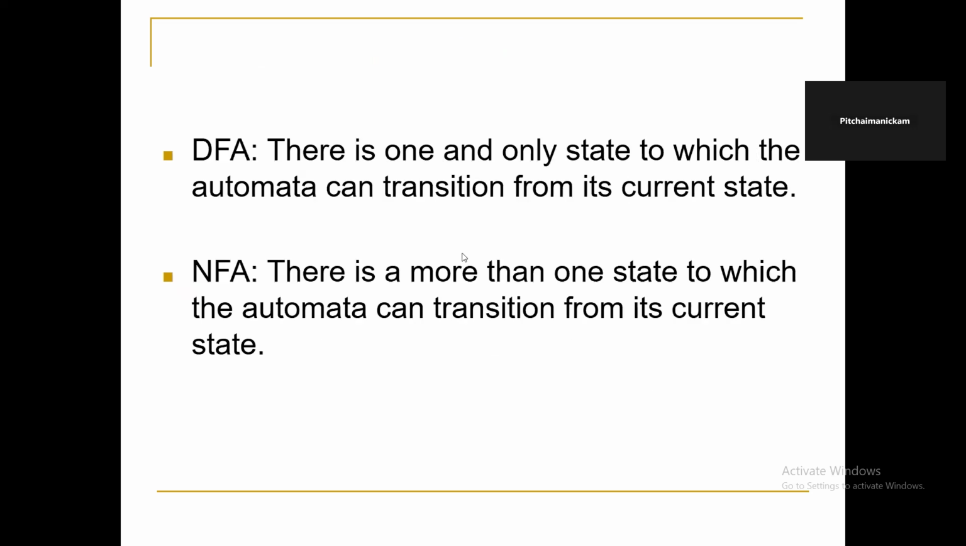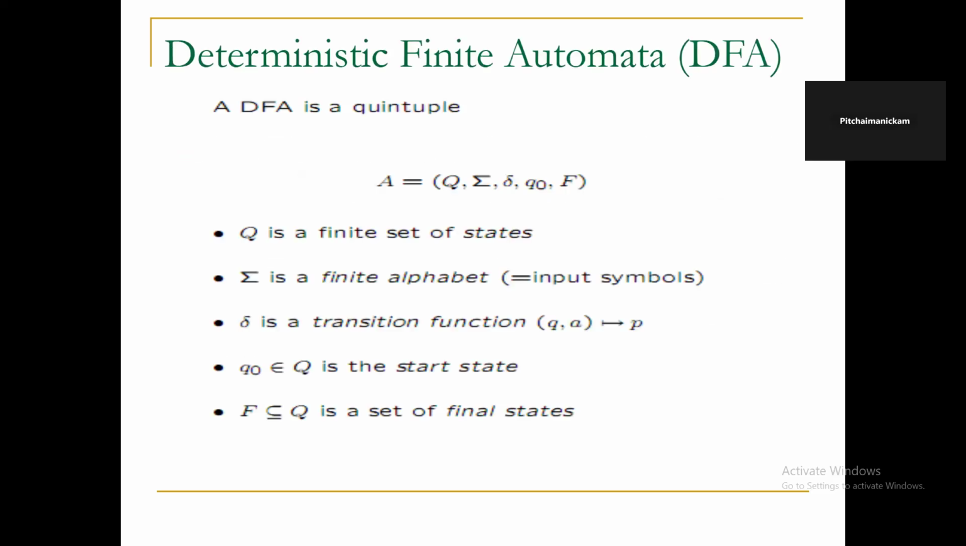So what do you mean by deterministic finite automata? There is one and only one state to which the automata makes a transition from its current state. So this is a DFA. Another one is an NFA. There is more than one state to which the automata can make a transition from its current state. So DFA means there is one and only one state to which the automata makes a transition from its current state. NFA means there is more than one state to which the automata can make a transition from its current state.